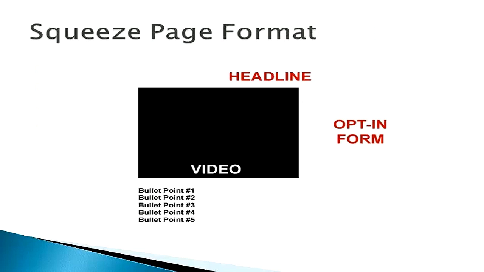Squeeze page format. Here's a diagram of the squeeze page format. You can see that the headline is at the top of the video, which takes up prominent space in the page, is aligned to the left, followed by the bullet points 1 through 5. Lastly, the opt-in form is situated on the right-hand side of the page. It is a very easy and simple design, and this has been proven to convert well for most internet marketers. In fact, at the time of producing this course, this is a relatively new discovery.